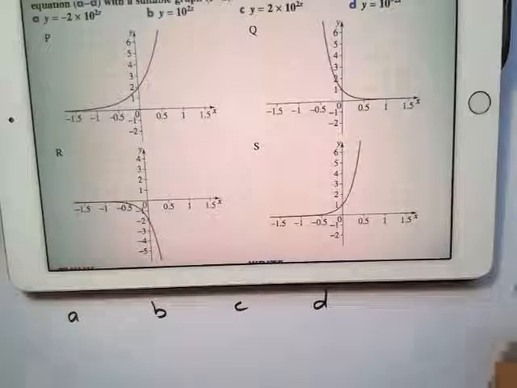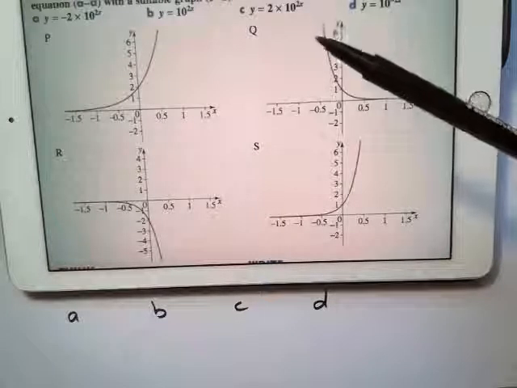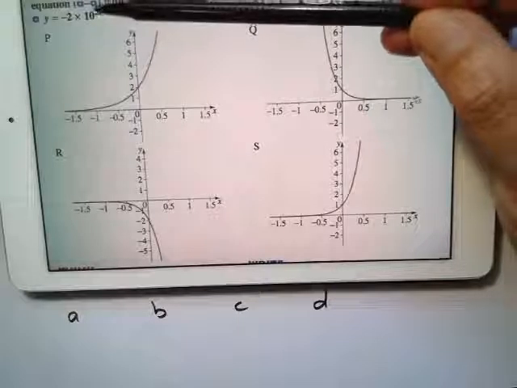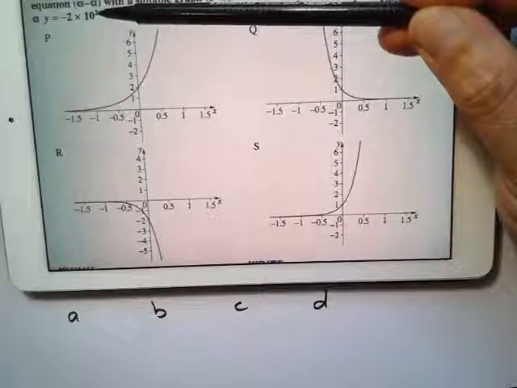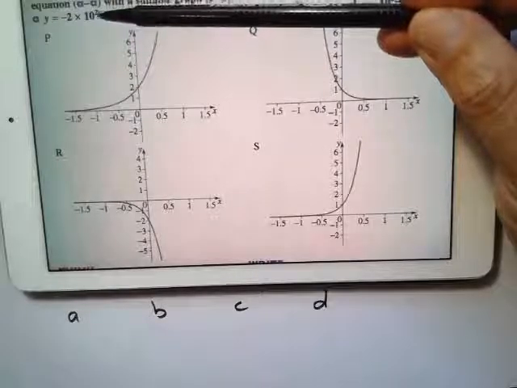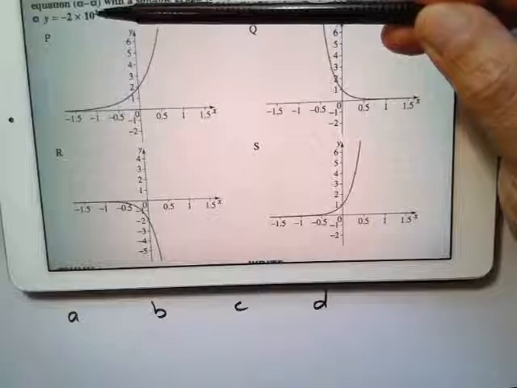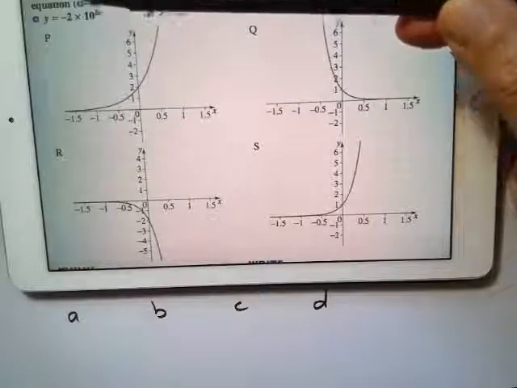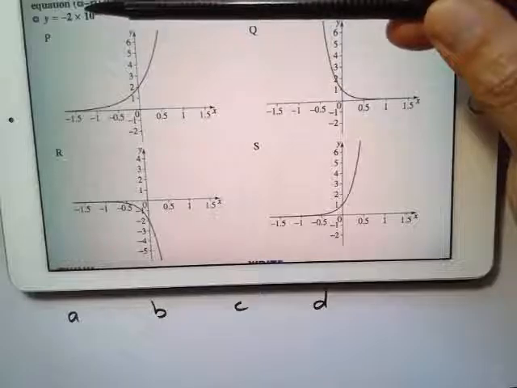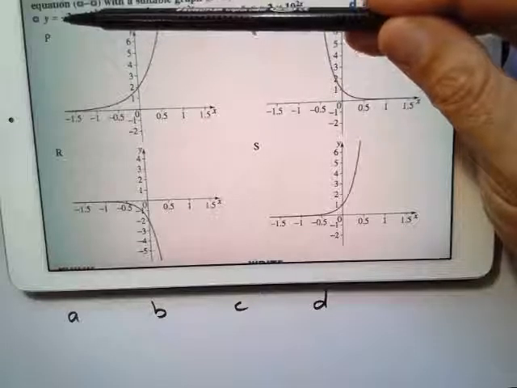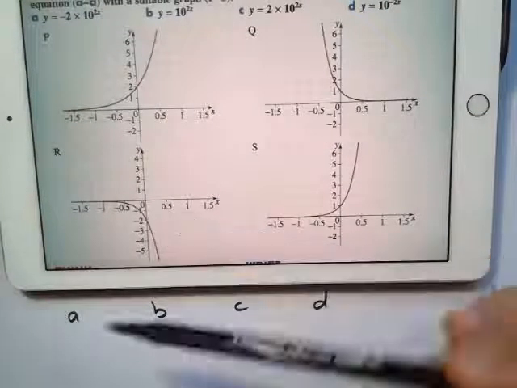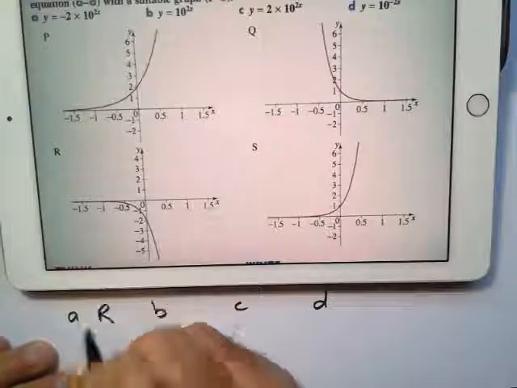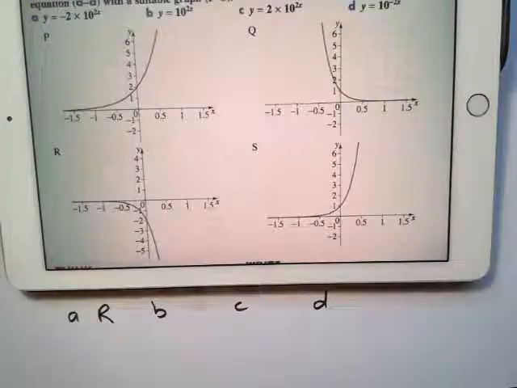And what I'll do is I see what is my y-intercept. My y-intercept is where x is 0, right? Then 2 to the power 0, 2 times 0 over here, 2 times 0 is 0. 10 to the power 0 is 1. 1 times negative 2 is negative 2. So the only one where we have a y-intercept of negative 2 is R, and therefore this must be R. Okay, so this one is taken, gone.